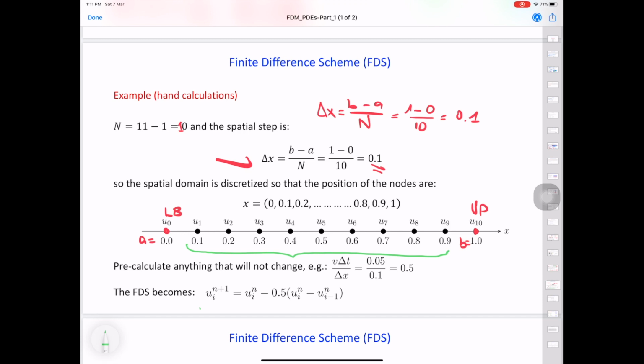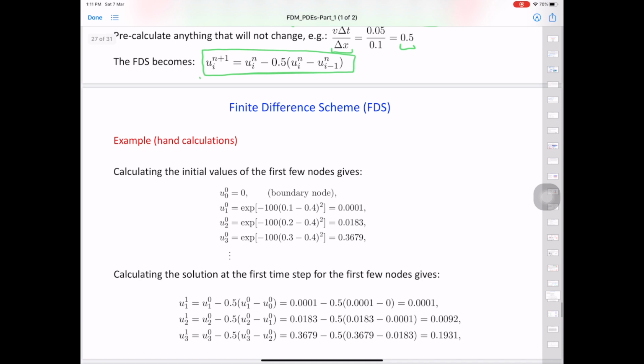We will pre-calculate the term v delta t divided by delta x, which is equal to 0.5, and in this case the finite difference scheme approximation becomes u_i^(n+1) equals u_i^n minus 0.5 times (u_i^n minus u_(i-1)^n). Good.